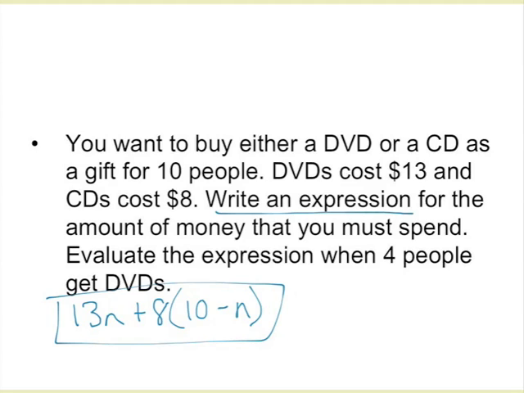Evaluate the expression when 4 people get DVDs. What does N represent in this problem? Is N DVDs or CDs? DVDs. Okay? So because it's with the 13 and it's the first thing that we did, it's DVDs. So just make sure you know what your variables mean, because if this said evaluate the expression when 4 people get CDs, then you have to think about what you're going to do about that. So don't just go and plug it in for whatever. Think about what your variables mean. But we can plug that 4 in for the N.